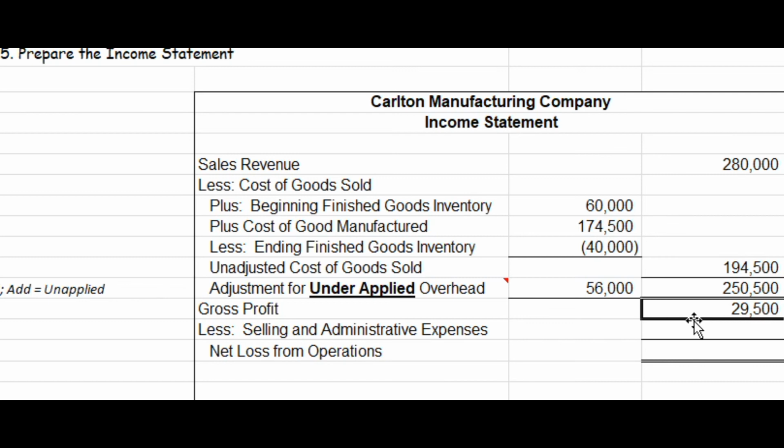Gross profit you should be able to calculate. Less selling and administrative expenses includes the $50,000 versus the $5,000 for utilities expense. And here we have a net loss from operations of $39,500. I hope this helps.